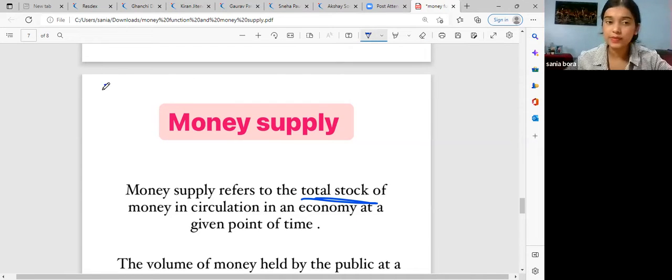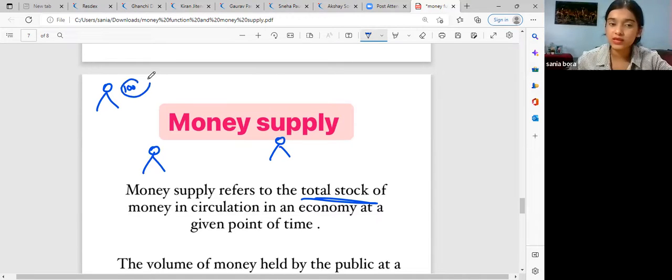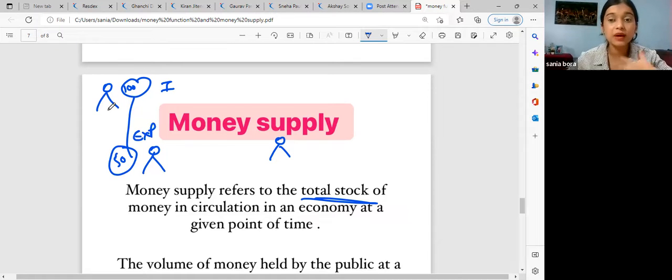For example, this is a businessman, this is a homemaker, and this is a teacher. This businessman got 100 rupees as salary, this was the income, right? And out of 100 rupees, he gave 50 rupees to the homemaker, like to his homemaid or homemaker, anyone he is giving. So this was the expenditure for this person, right? But this 50 rupees is income for the homemaker, right?